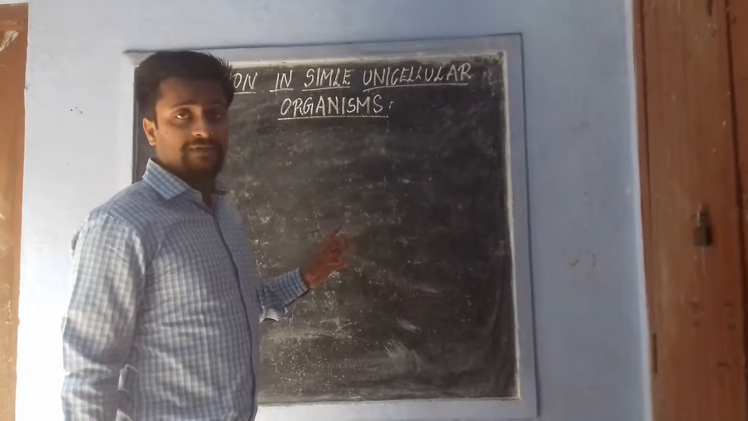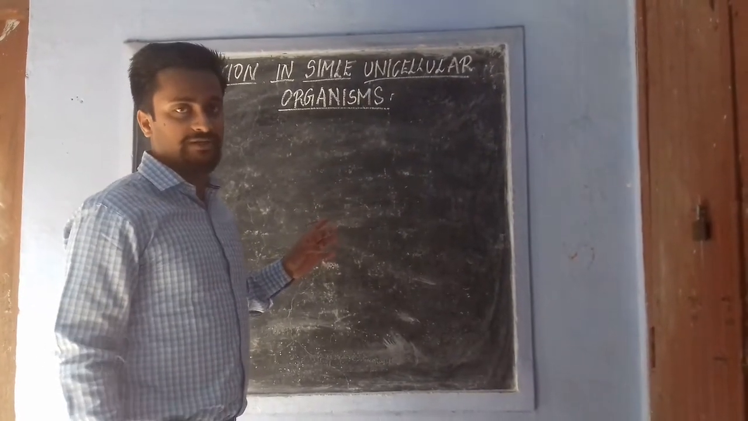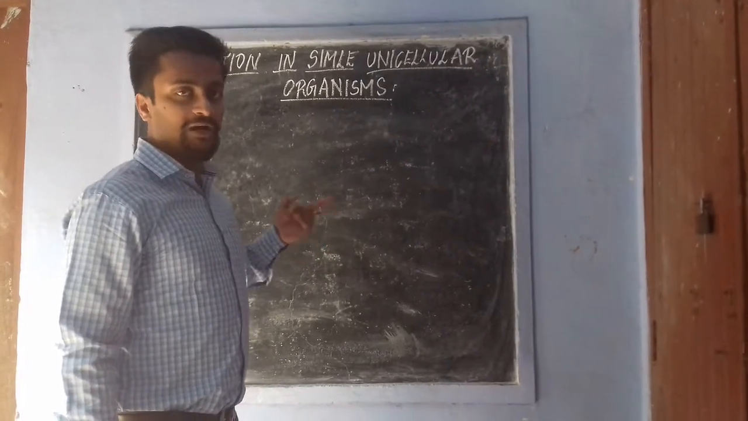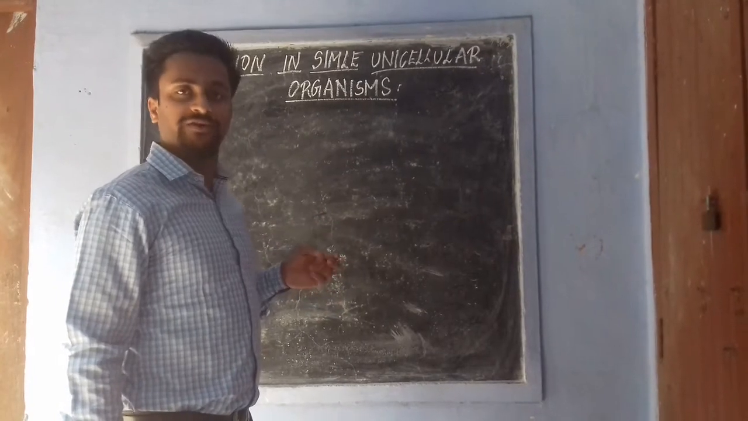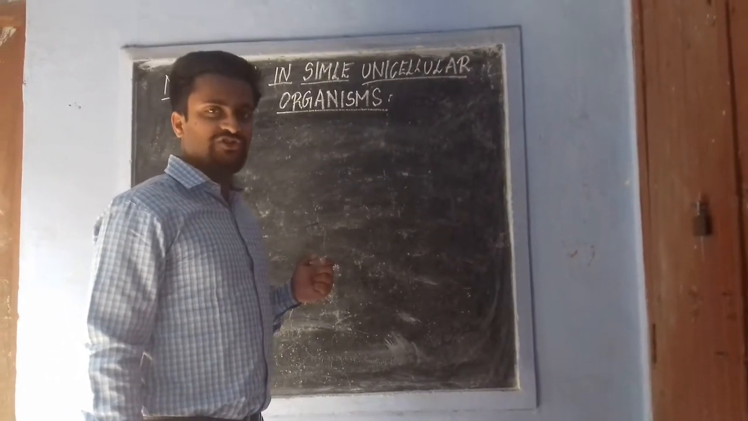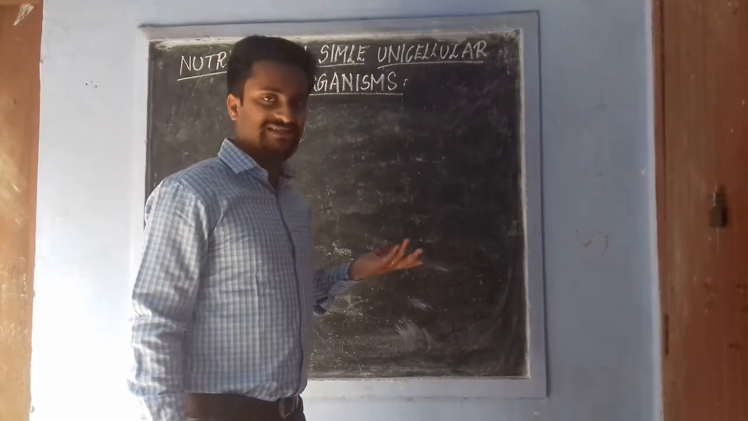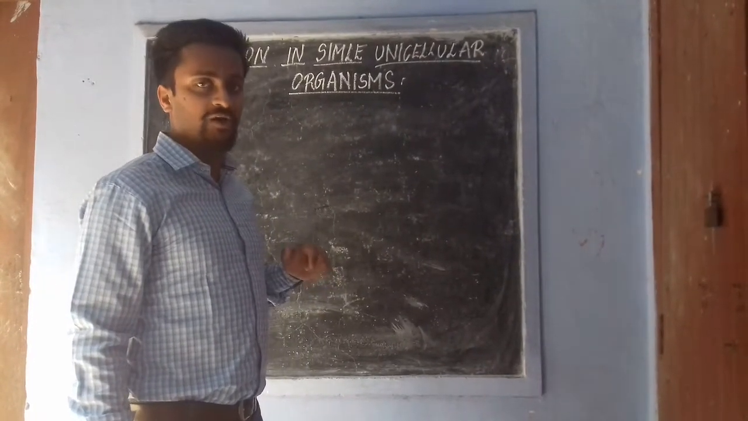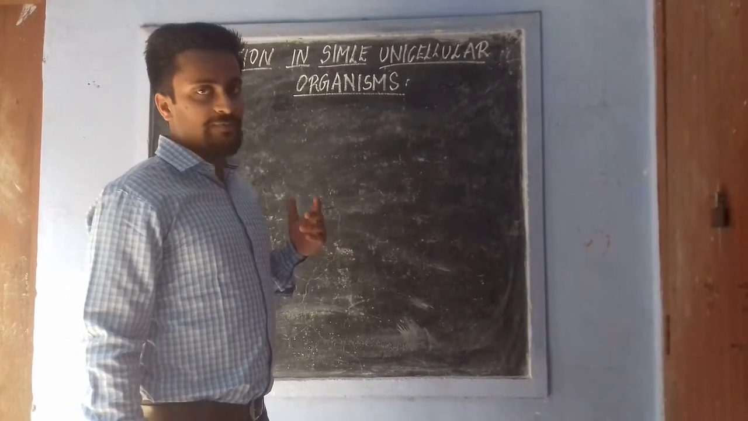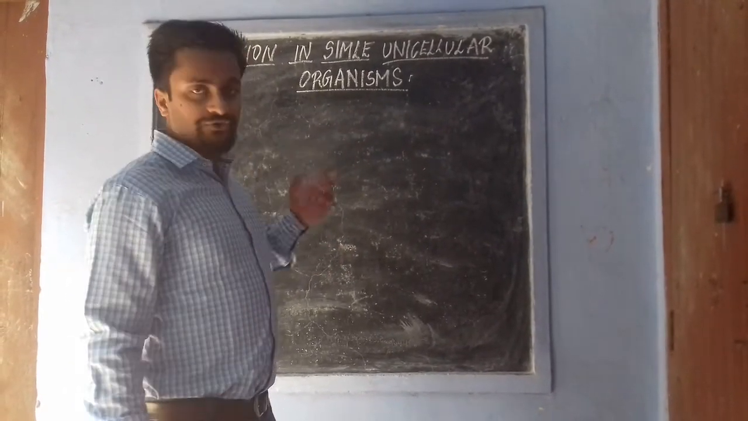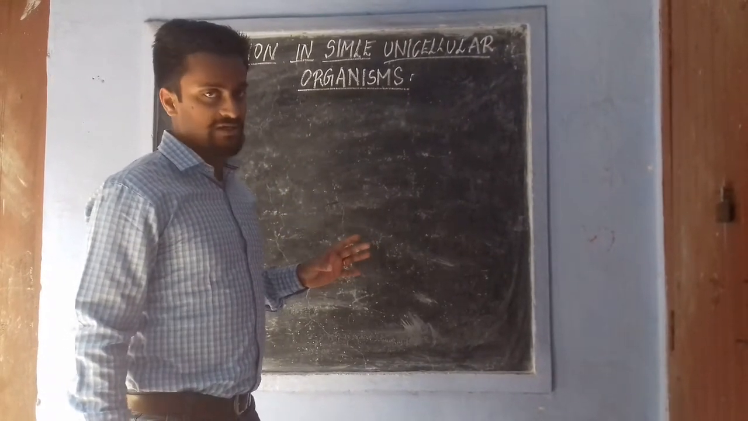So today, in the last topics, we have studied the various processes of nutrition. Today we'll be dealing with how the process of nutrition takes place in simple unicellular organisms, since the process of nutrition is different in multicellular animals and in simple unicellular organisms. So one by one we'll be dealing with both. But first of all, we will deal with how the process of nutrition actually takes place in simple unicellular organisms.